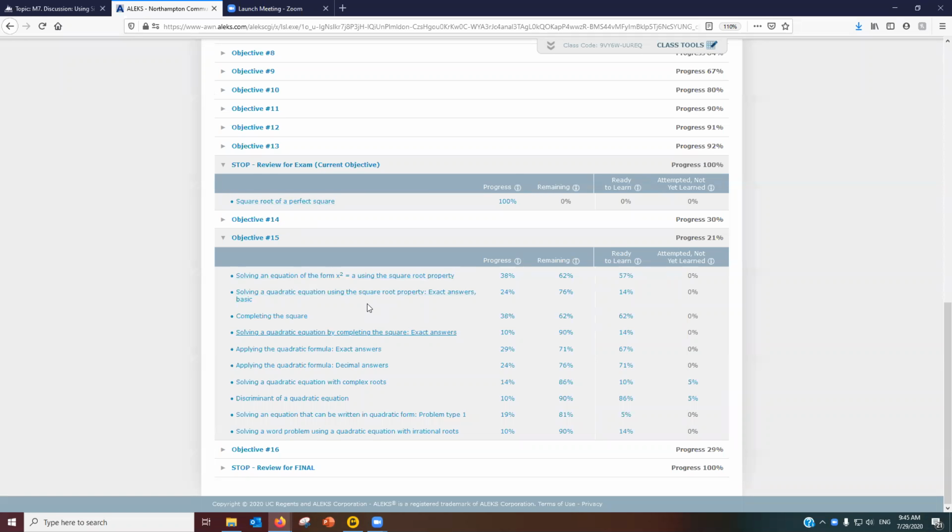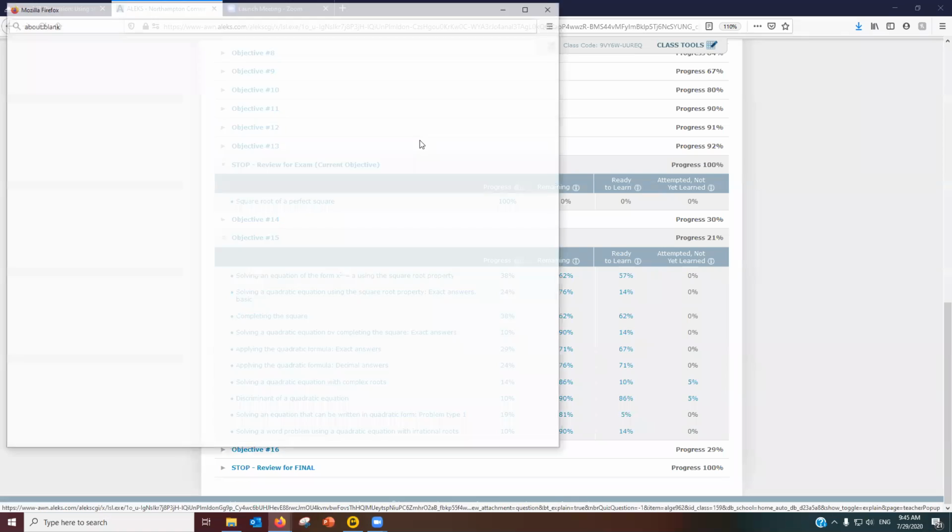I'm recording a video here for Objective 15 in ALEKS. And if you notice here, there's about 10 topics, and it really has to do with solving what's called a quadratic equation. So let me give you some background on solving a quadratic equation, because it turns out there's several different methods we could use.